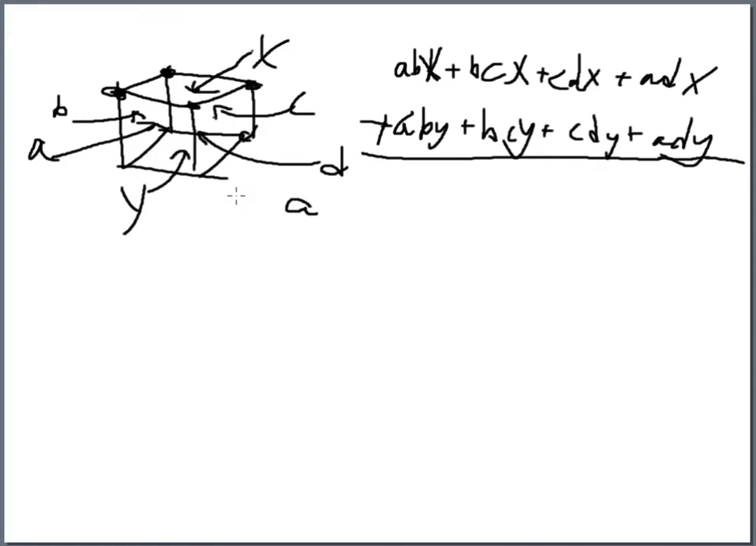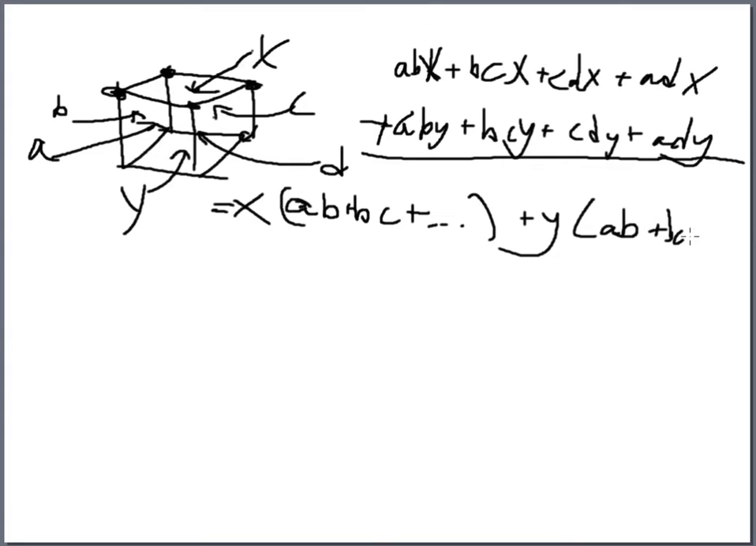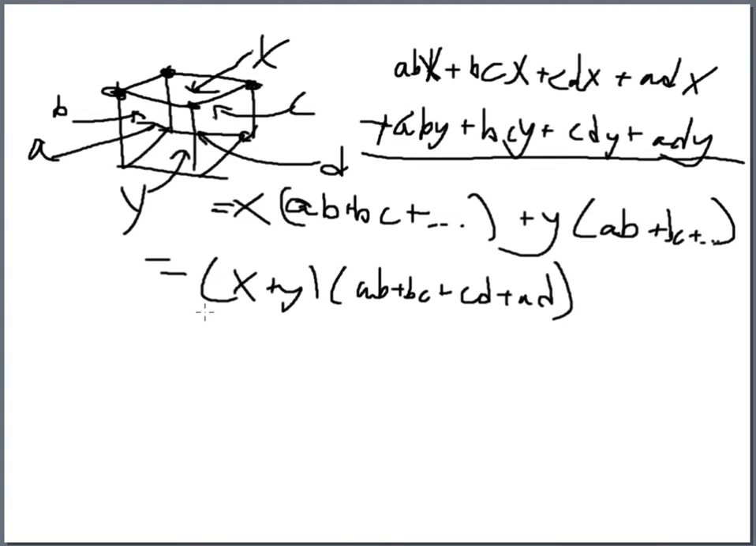So I'm going to factor out an x of this top part, and I'm just going to do dot dot dot plus, so this is just equal to that. And as you can see, this is kind of obvious because you just factor out the y and the x. And now by your factoring rules, you have x plus y times ab plus bc plus cd plus ad. And this helps us a lot.